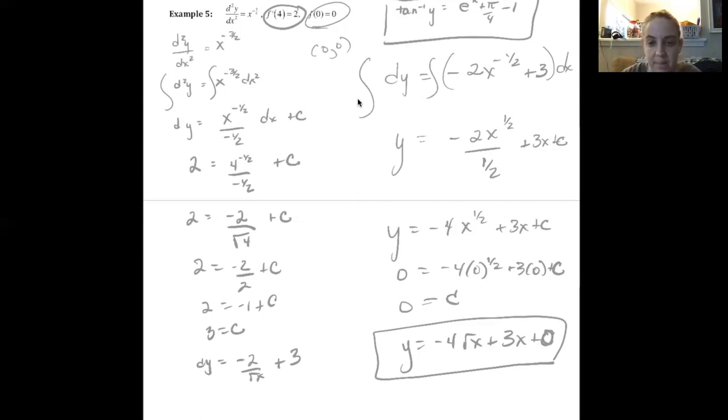I think we've got it. So separate. x is on one side, y is on the other side. Integrate both sides. If they give you an initial condition, go through and solve for c. Good job.